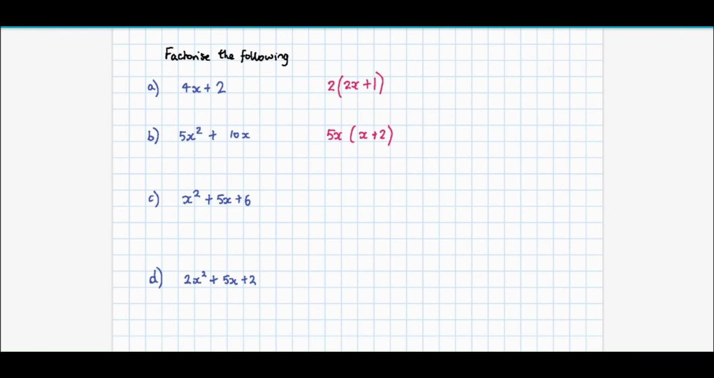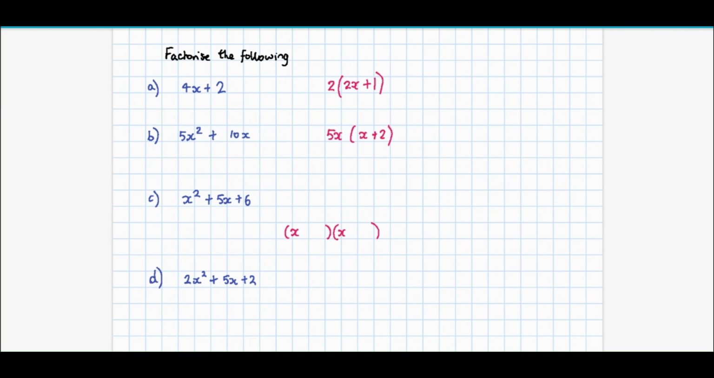Now for this next one, we've got x squared plus 5x plus 6. Now with these 3 terms, we're going to actually have to put it into 2 brackets. So what we're going to do is open up 2 brackets here. And with an x squared, we're going to want to have x in both of these brackets because we know that it's going to have to be times to make x squared.